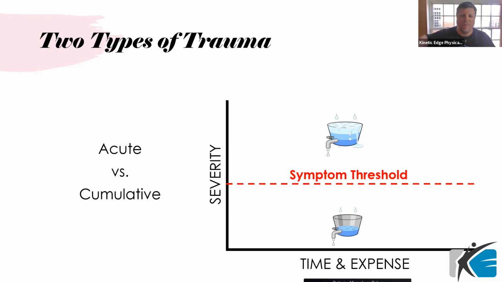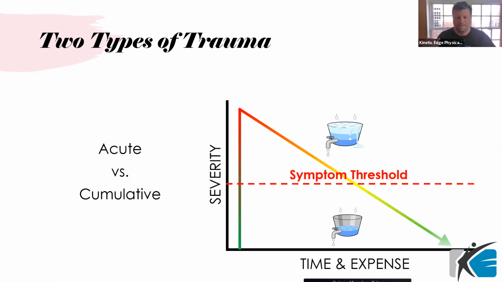And so I want to show you on this graph here, we've got on the vertical axis tissue damage or severity, and then on the horizontal axis time and expense. And so I'm going to map this out. When I click the button, you're going to see first what happens when we experience sudden acute trauma that injures the knee joint. Here it is, sudden damage, and then over time, we get better, okay?